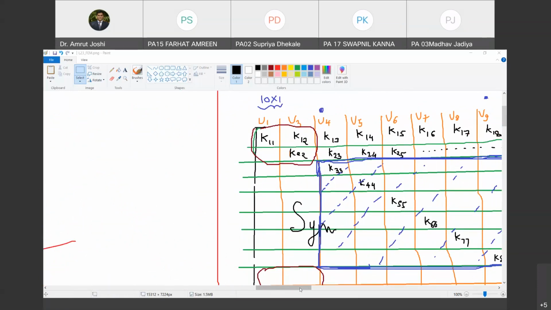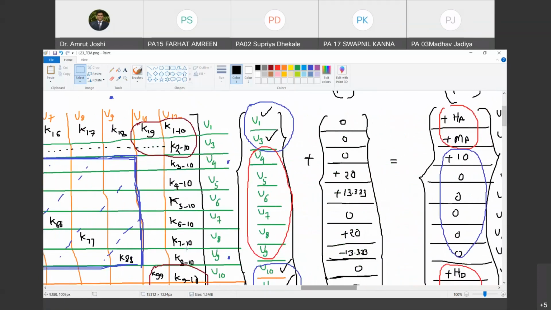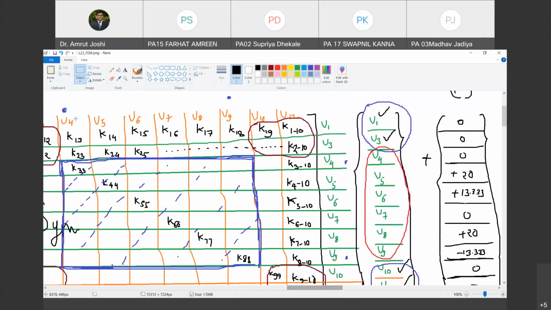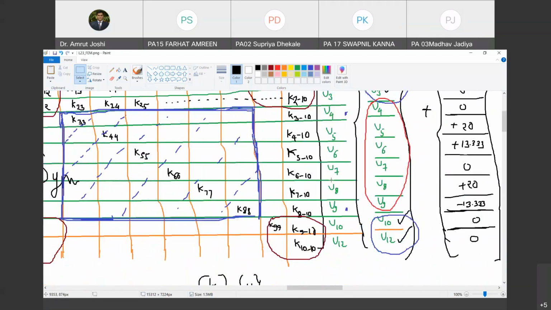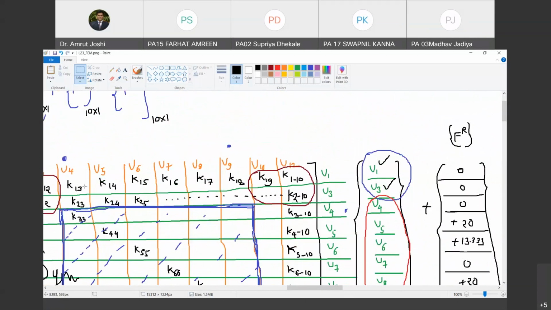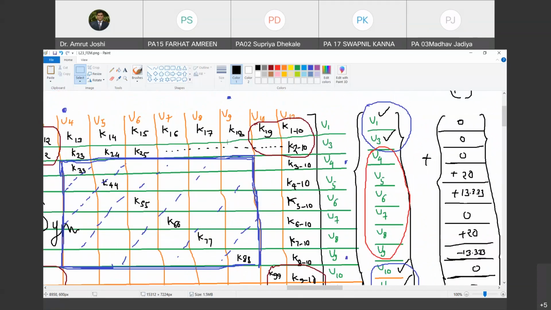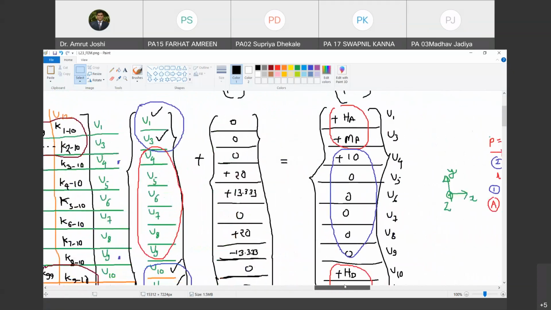Have you understood what I said? How do we get the value of HA? By expanding the first row, we know U4 to U9 because we have calculated those displacements here. So U4 to U9 are known quantities. And K13 to K18 are the known stiffness coefficients. So if you expand this, you will be in a position to find out HA.